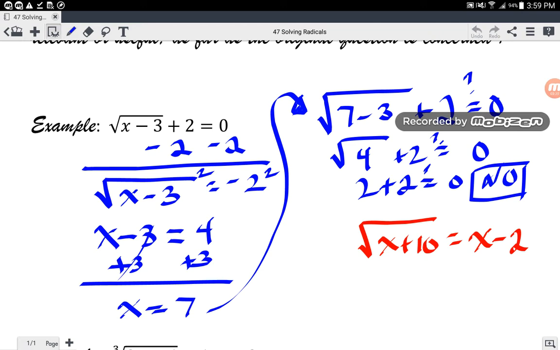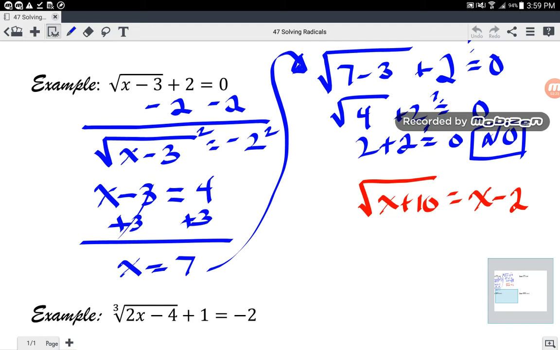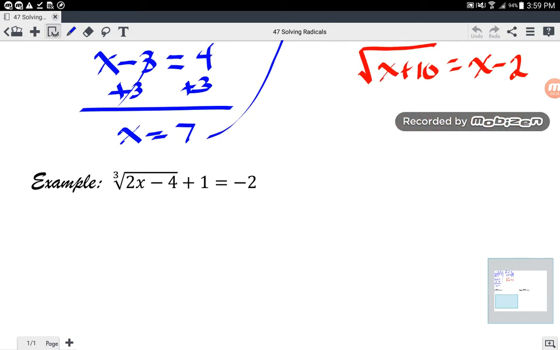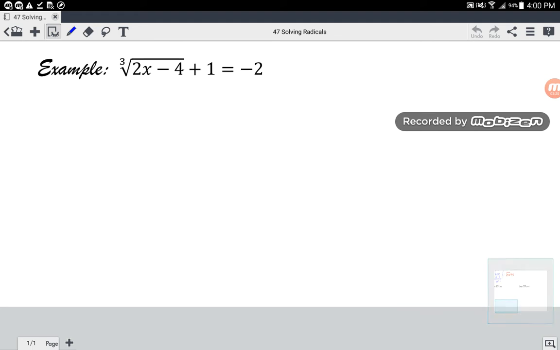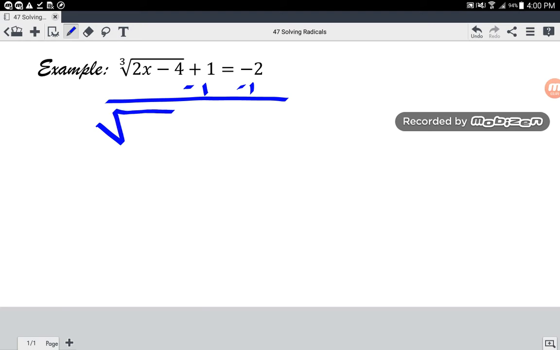So I'm going to move on down to the next example in your notes. This is a cube root function. So you want to get the radical alone, so you do that here by subtracting 1 from both sides of the equation. On the left-hand side, you're left with the cube root of 2x minus 4. On the right-hand side, that turns into negative 3.